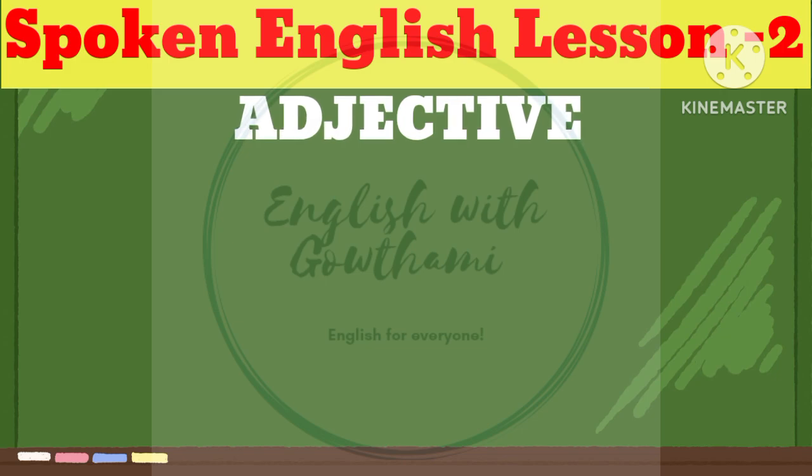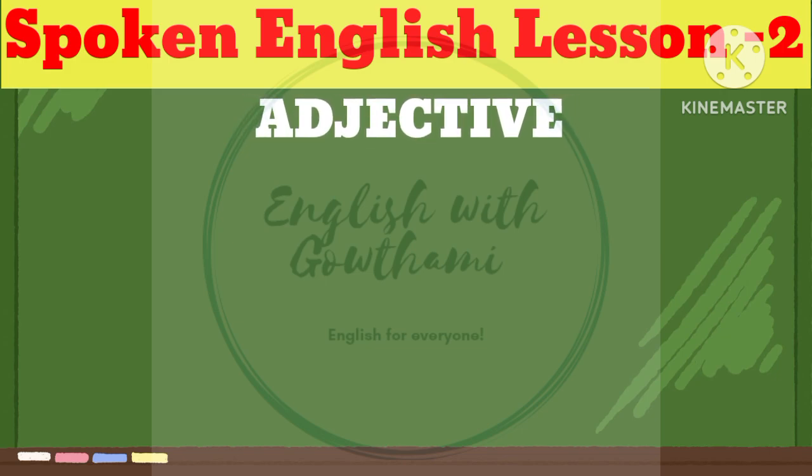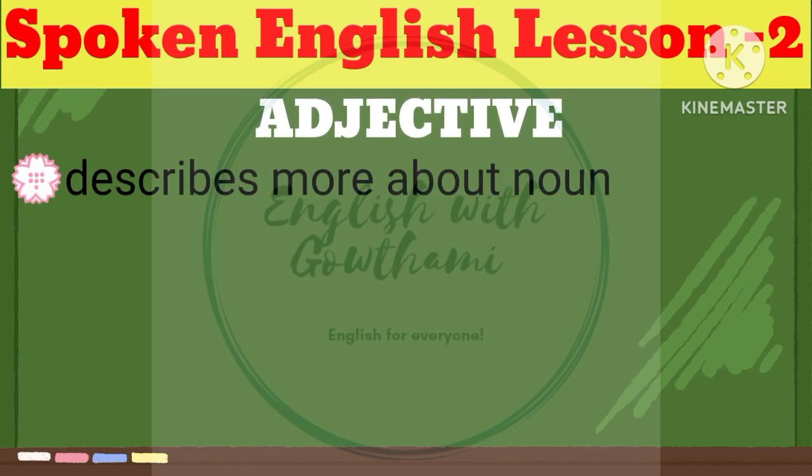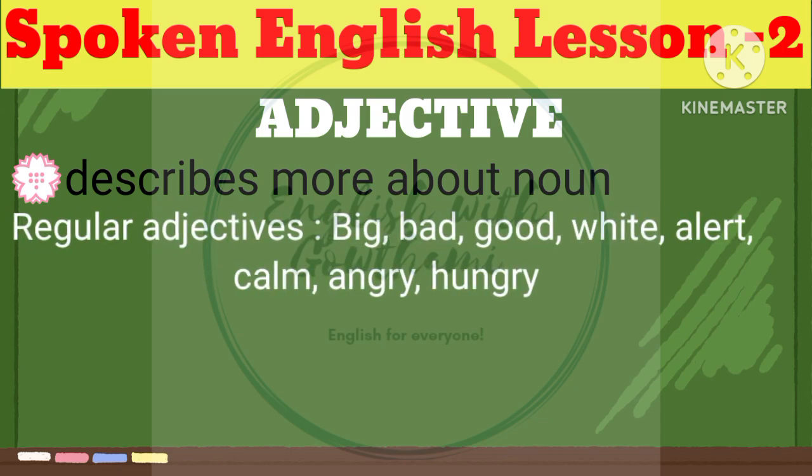Now, coming to adjectives. Adjectives describe more about nouns, right? Coming to regular adjectives like big, bad, good, white, alert, calm, angry, hungry. All these come under regular adjectives.